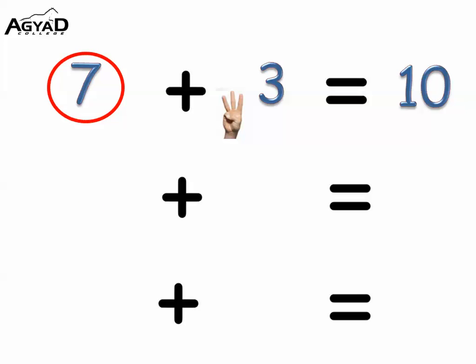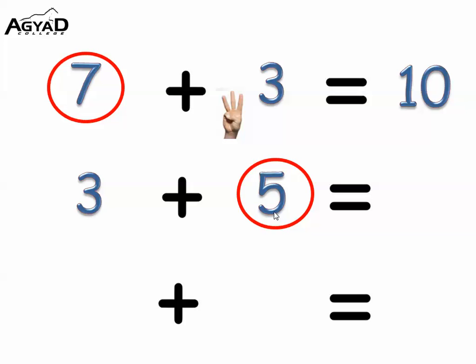Now, let's do another one. We have 3 and 5. So 3 plus 5. How can I do this? First, we're going to look for the bigger number. Which number is bigger? Yes, very clever. The 5 is bigger. So I'm going to put the 5 in my mind and 3 on my fingers. Now start to count. I have 5 in my mind. After 5 is 6, 7, 8. So 3 plus 5 equals 8. Very good, KG1. Let's do one more.